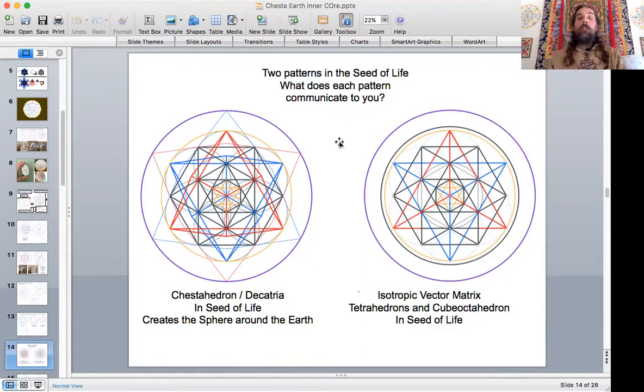So here are two patterns in the seed of life, and the seed of life is just light gray circles underneath this. And you have to look at both these patterns for a little while and see what each of these patterns communicates. I mean, this one looks a little more busy, and this one has very straight-lined edges. I mean, because this is the isotropic vector matrix.